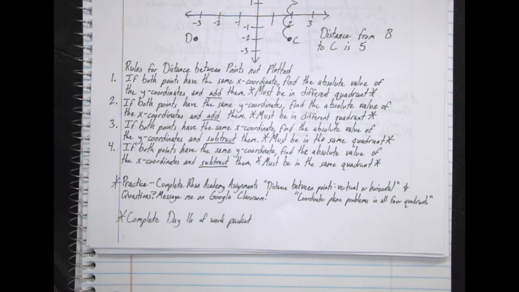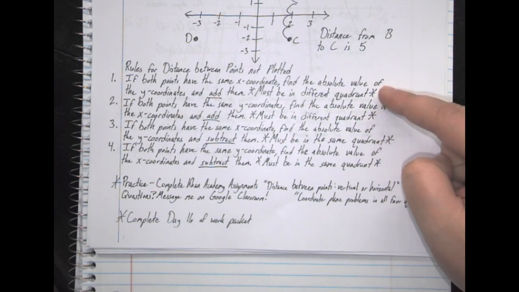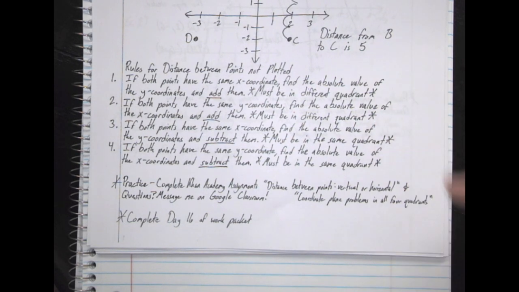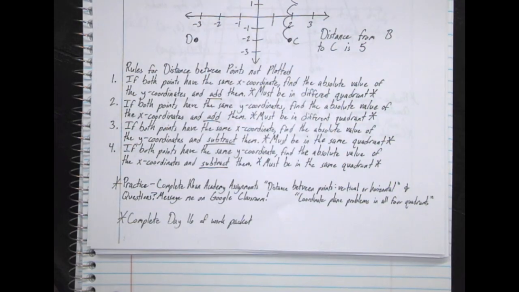So let's look at what if they shared the same y coordinates. Well, same deal, except you're finding the absolute value of the x coordinates. So if both points have the same y coordinates, find the absolute value of the x coordinates and add them. Now, keep in mind, I forgot to mention this in the first one. This only applies if they are in different quadrants. If they're in the same quadrant, it doesn't work. But you see in this example up here, they are in different quadrants. So keep that in the back of your mind when doing this stuff.